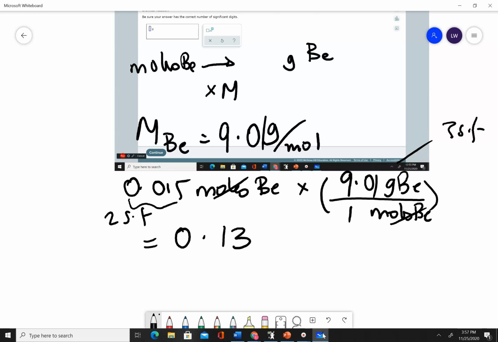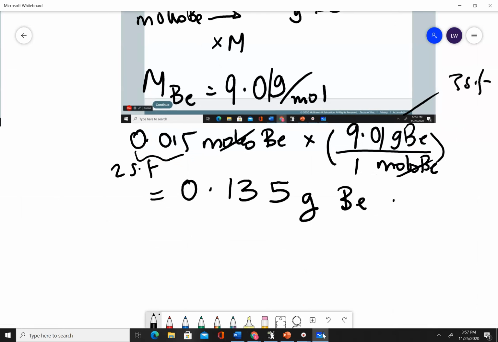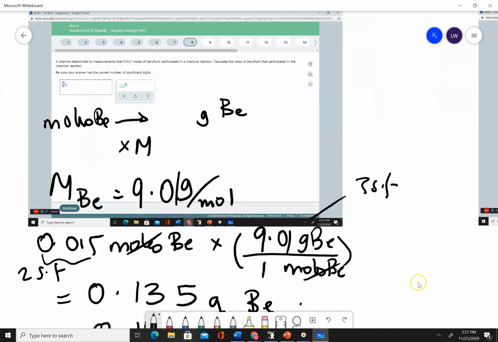Now I'll just go through this. The calculator answer was 0.135, and that would be grams of beryllium. We want 2 sig figs. Remember, if it's odd, we go over when we're followed by 5, so it ends up being 0.14 grams of beryllium. Okay, not too bad.